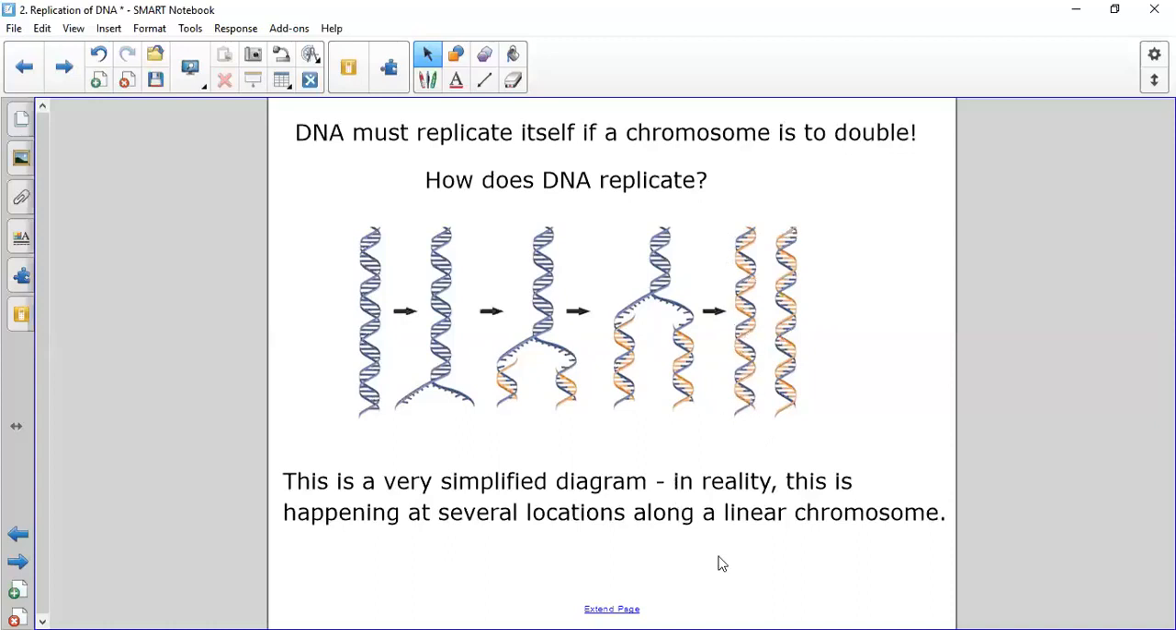Okay. Now, this makes it look like it just starts at one end, finishes at the other end, and it's very simple. It's not quite as simple as that. In reality, this process is happening at several locations along a linear chromosome. Remember, linear chromosomes are the ones that we find in eukaryotic cells, and that's the only type we're going to be worrying about now.